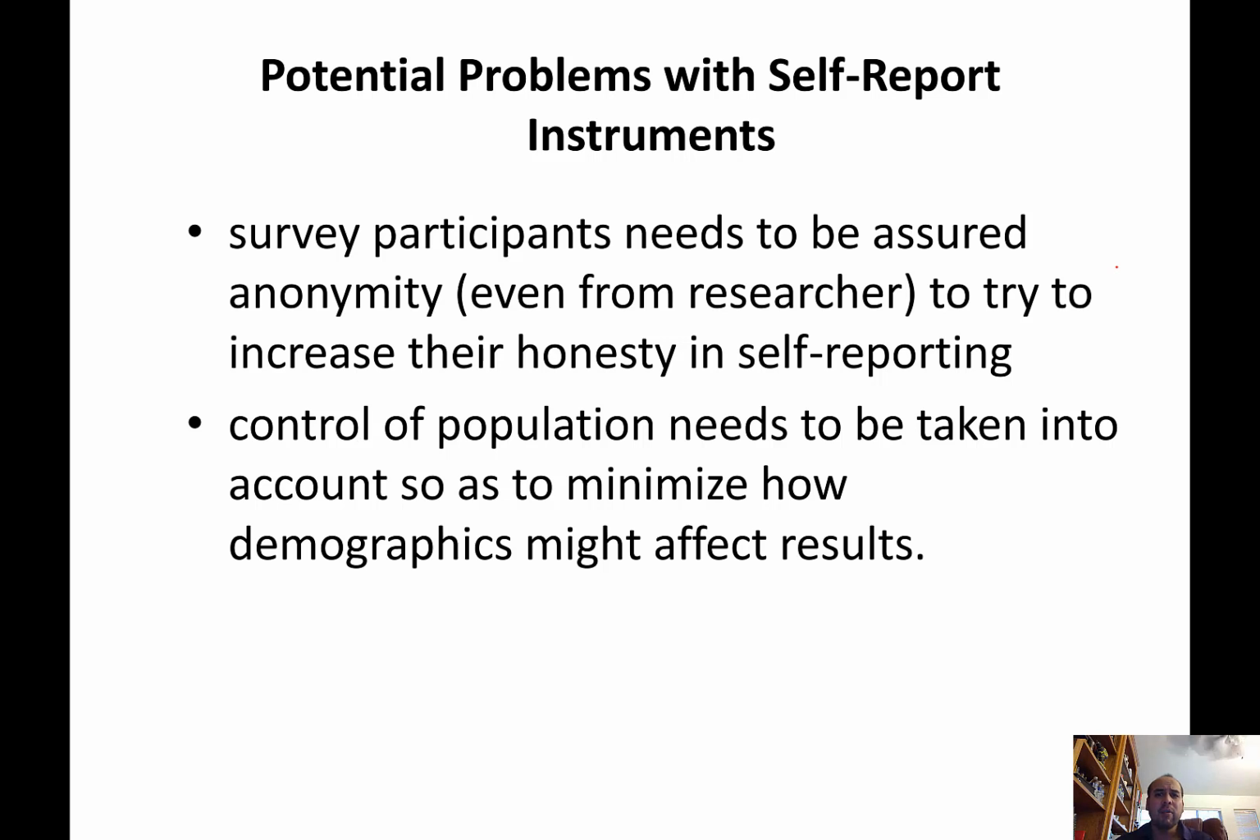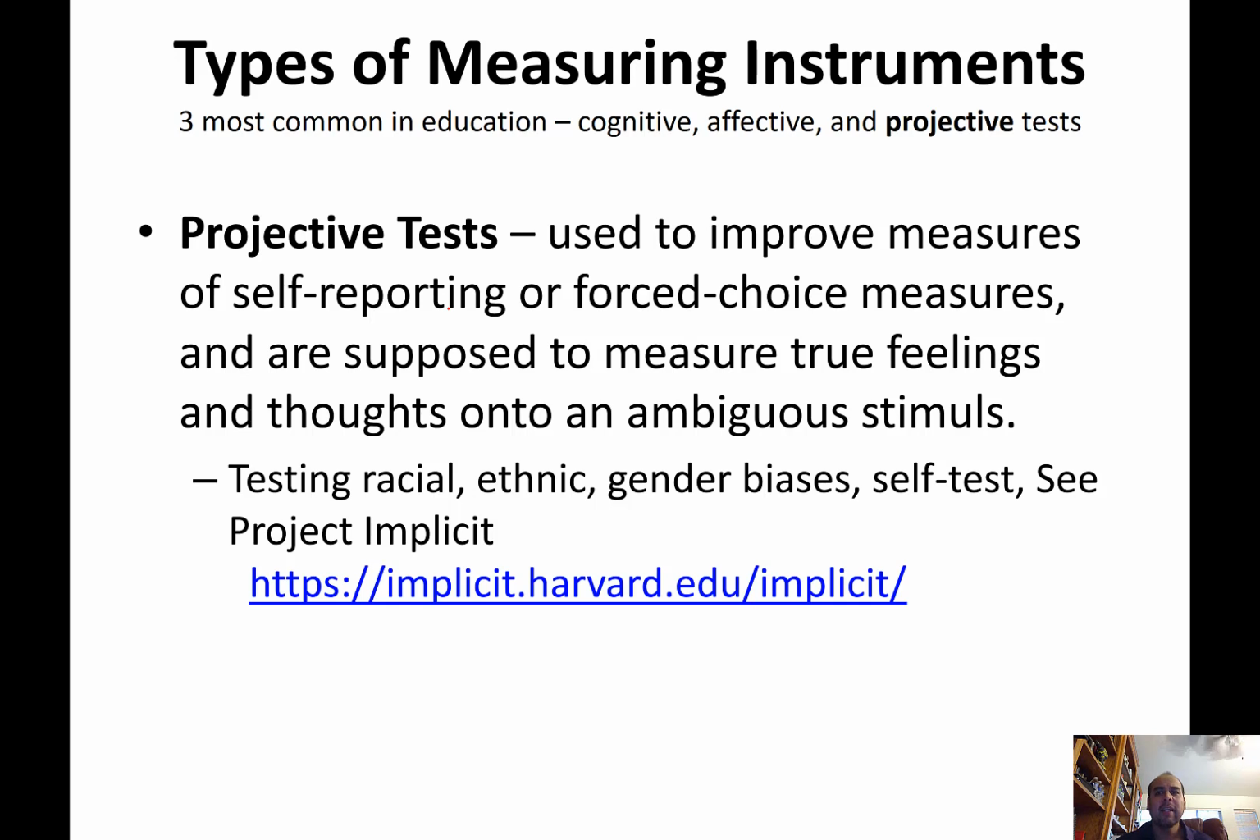Potential problems with self-reporting instruments: participants need to be assured anonymity. You have to protect anonymity. And you also have to control the population to minimize how demographics may affect the results. Okay. The third one is projective tests.